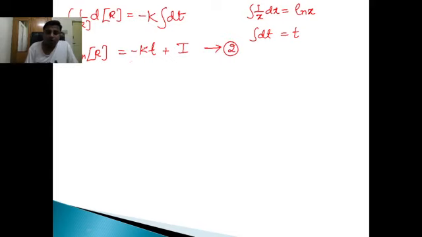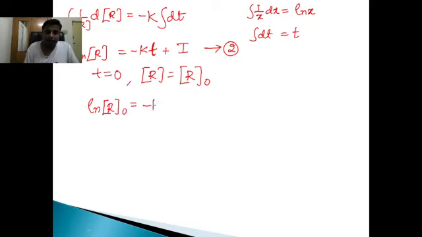Now we have to find the value of the integration constant. For that, when time is equal to 0, the concentration of the reactant will be the initial concentration, isn't it? So if I substitute, what do I get? ln R naught is equal to minus k into 0 plus I. Therefore, we will get I as ln R naught, isn't it? Call this equation 3.